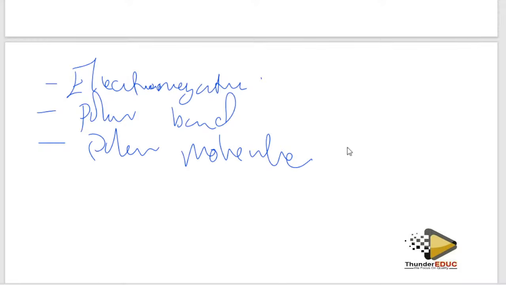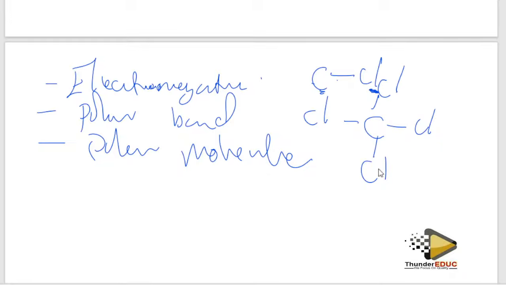Because you can have polar bonds, but the molecule is not polar. For example, you can have carbon and chlorine. Because this one has a different electronegativity from this, it is going to be a polar bond. But because I have trichloromethane, like that, this bond is polar, this bond is polar, this bond is polar, but the whole molecule is not polar.